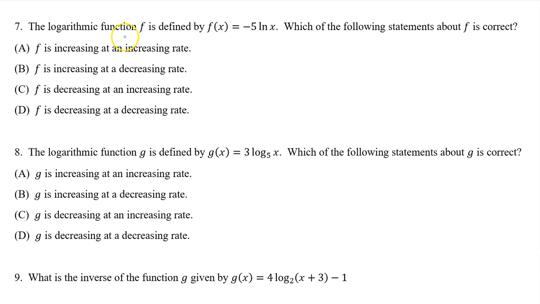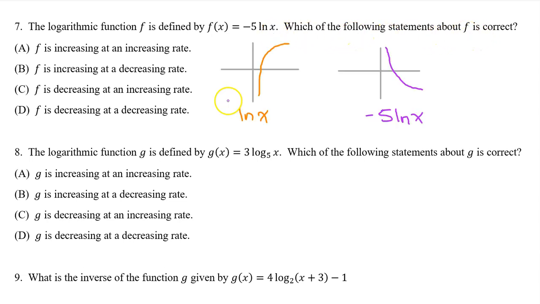Number 7. The logarithmic function f is defined by f of x equals negative 5 natural log x. Which of the following statements about f is correct? We've memorized that the parent function natural log x looks like this. The vertical dilation by a factor of 5 does not change the look of the graph, but the negative sign is a reflection over the x-axis. This graph is clearly decreasing from left to right. So we've narrowed it down to either C or D.